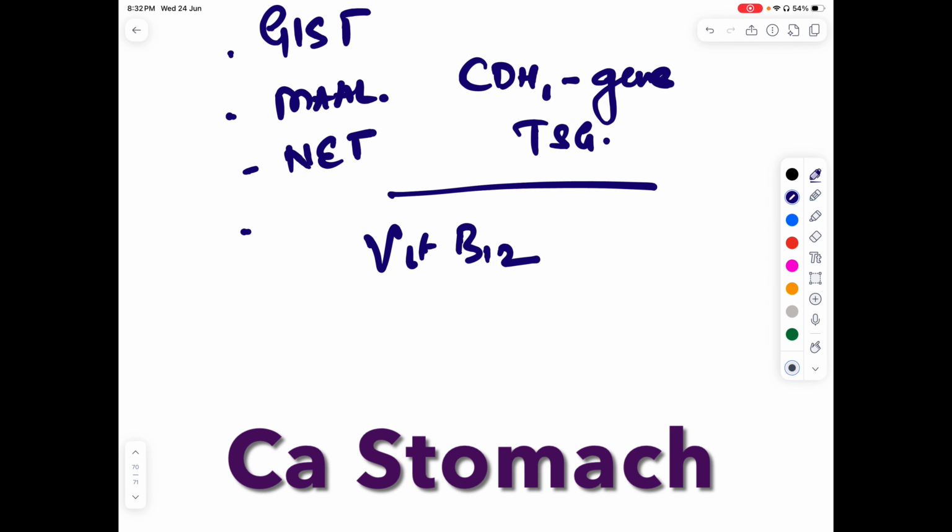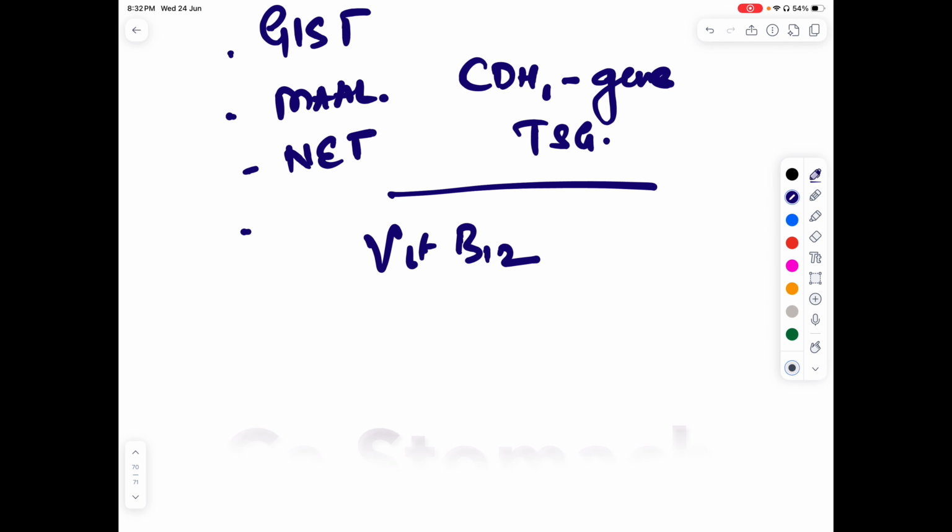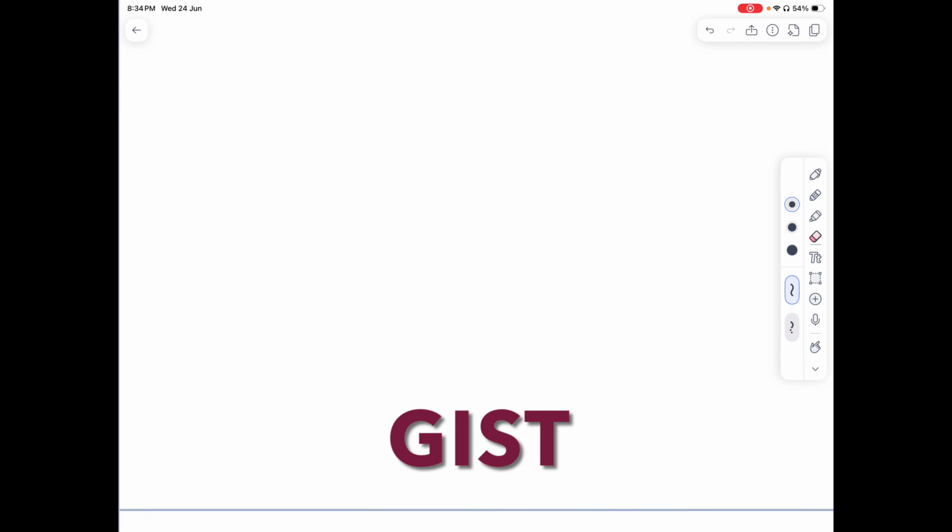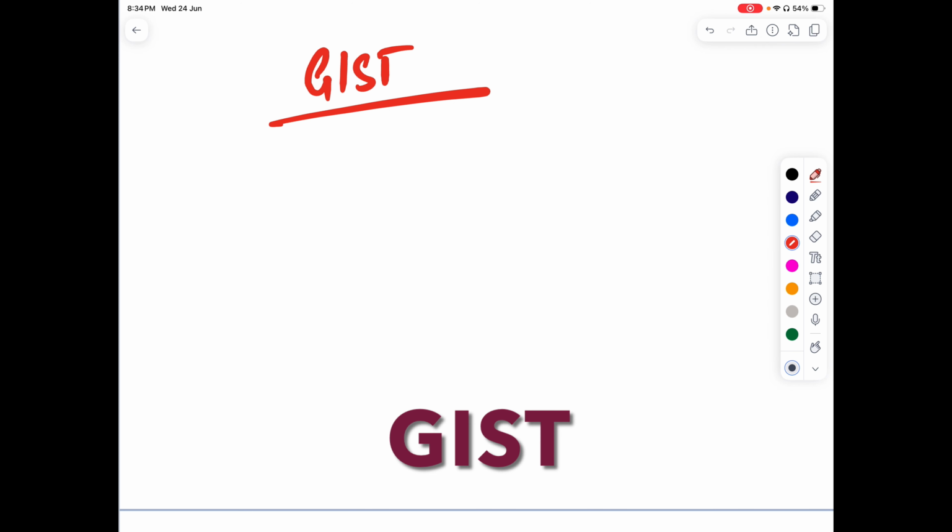Osteoporosis, steatorrhea, this can be seen. So the next term is about gastrointestinal stromal tumor, GIST. So what does it speak about? GIST, gastrointestinal stromal tumors, a type of cancer that begins in the GI tract, mainly in the stomach and small intestine.